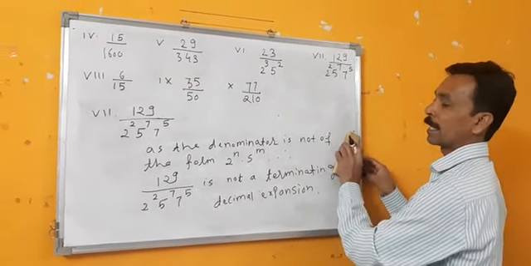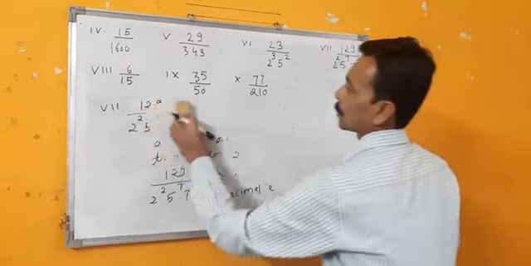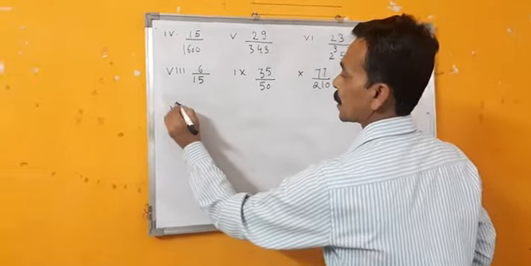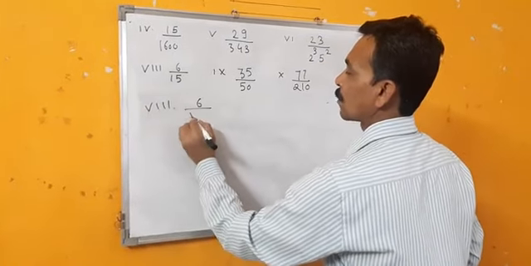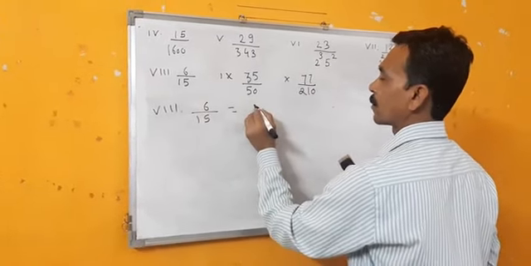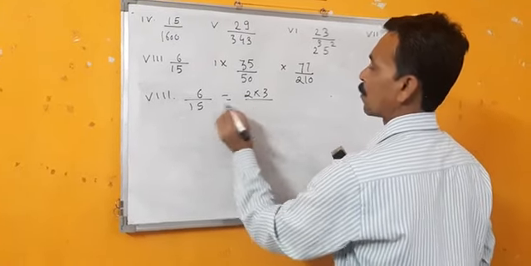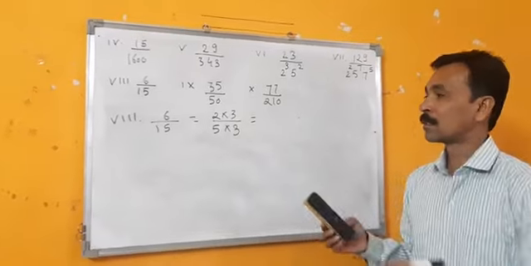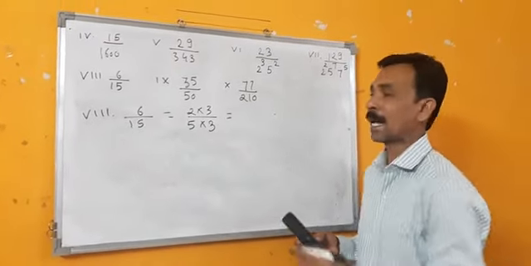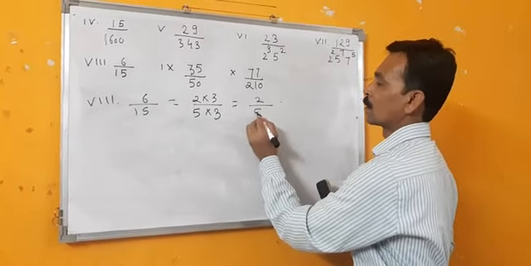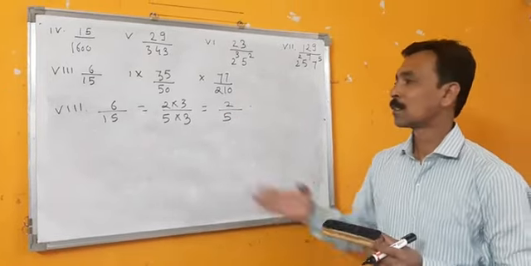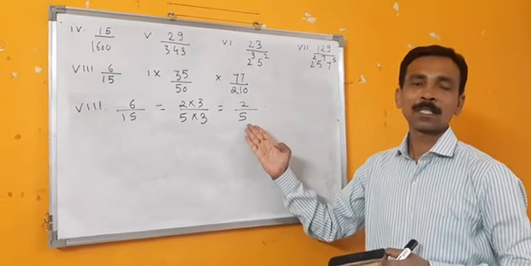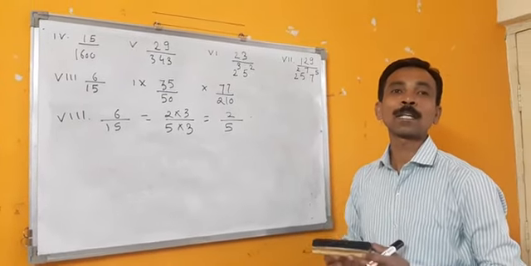Now I'll go on the 8th sum. 8th sum is 6 upon 15. I'll write 6 upon 15. 2 into 3 upon, this is 5 into 3. This 3 and 3 gets cancelled. What is left? 2 upon 5. Is the factor, one of the factor 5? Yes. So means it is a terminating decimal expansion.